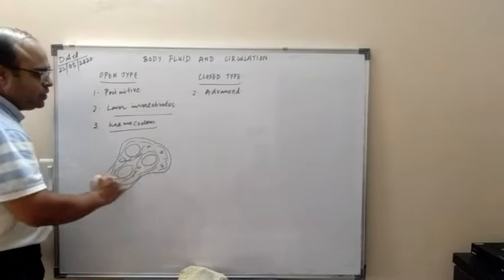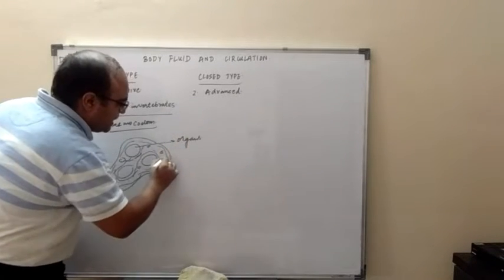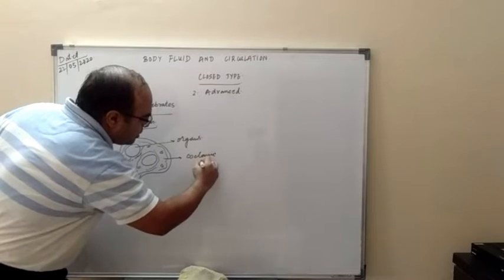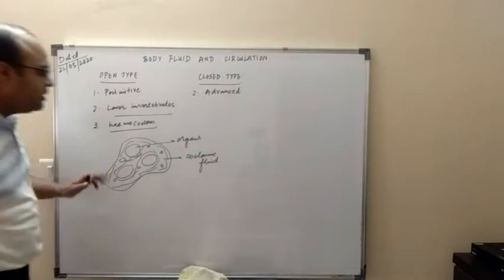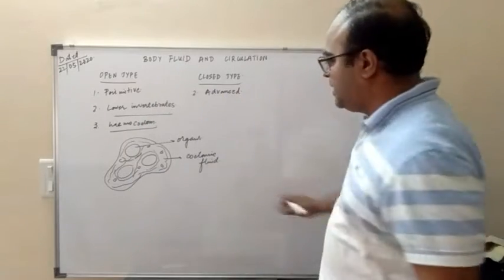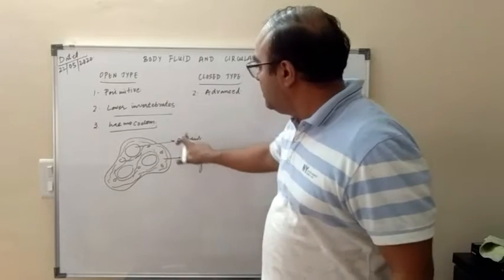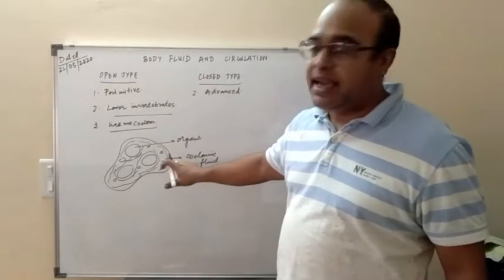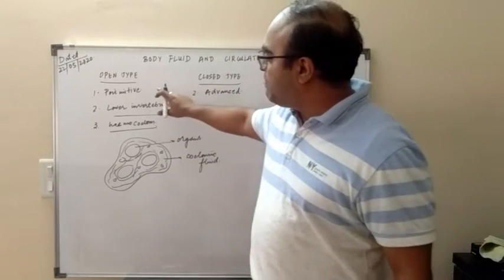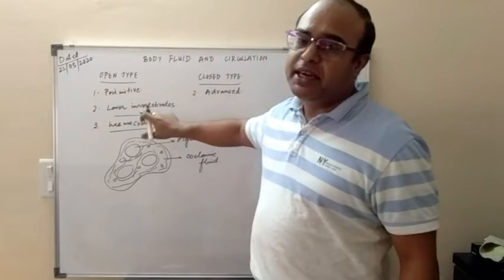Okay, so these are the organs and this is the coelomic fluid which is present over here. So you can see that these organs are directly in contact with the hemocoelom or the coelomic fluid, and the gaseous exchange directly takes place through them. So this open type of circulatory system is primitive and it is found in the lower invertebrates.